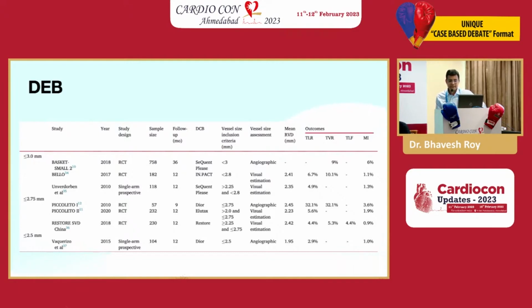Estimation, TLR rate and TVR rate. See the rates 6, 5, 32, 5, 5, 4. TVR rate 32, 10 and 5.3, significantly high as compared to what we have seen even for the 2.25 and 2.5 in the stent studies.